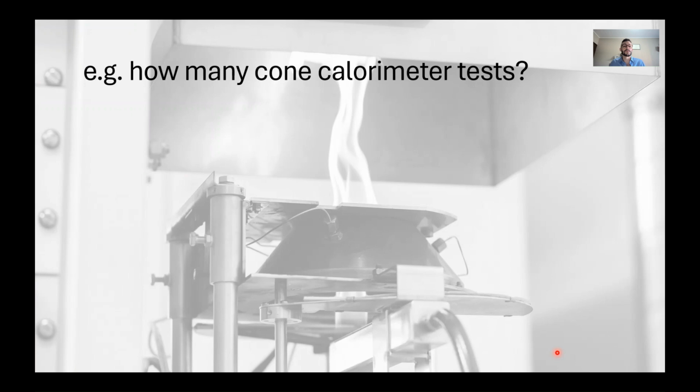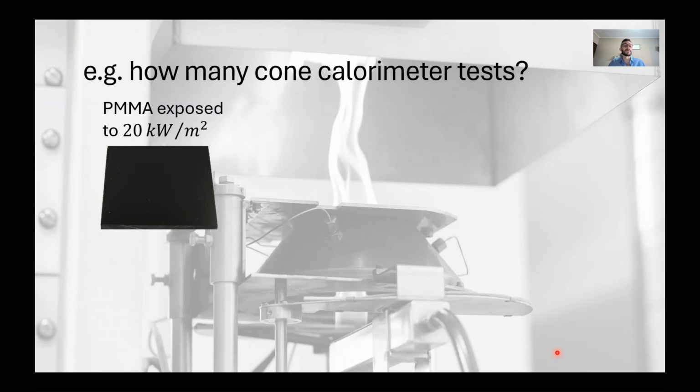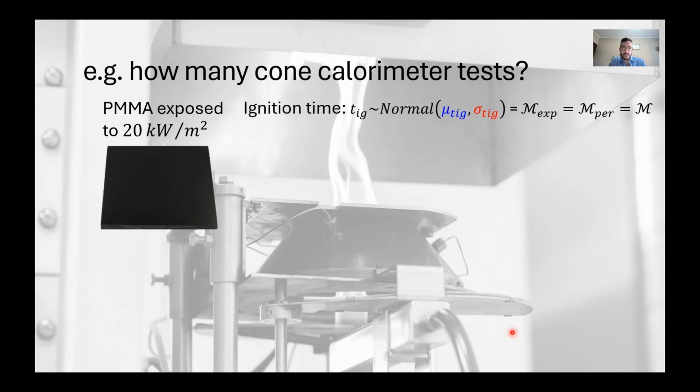Now I want to give you another example in the context of cone calorimeter testing. We consider a PMMA sample exposed to a heat flux of 20 kilowatts per square meter, and we assume that the target metric we want to assess is the ignition time of this sample. We will also assume that the ignition time is normally distributed, and for this example, this normal distribution will be both our experimental model, meaning the model we will use to simulate potential experimental outcomes, but it will also be our performance model, because again, now the scope is reducing uncertainty in predicting the ignition time.